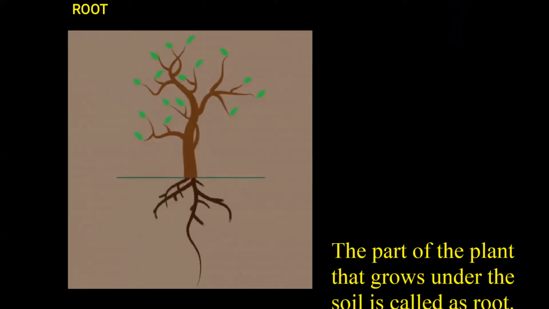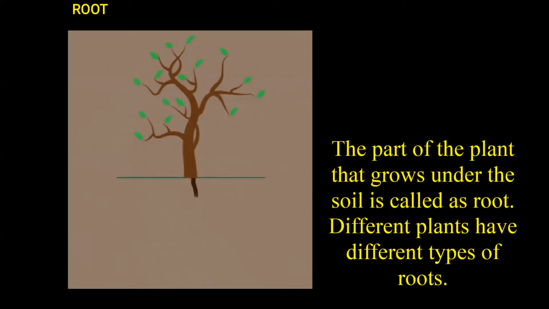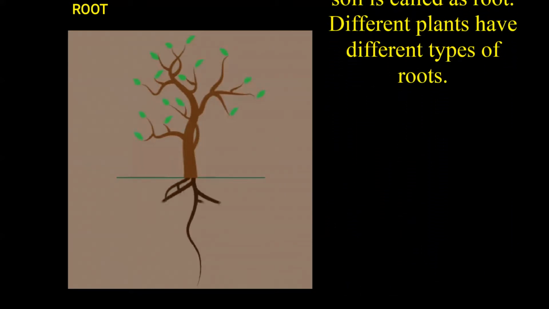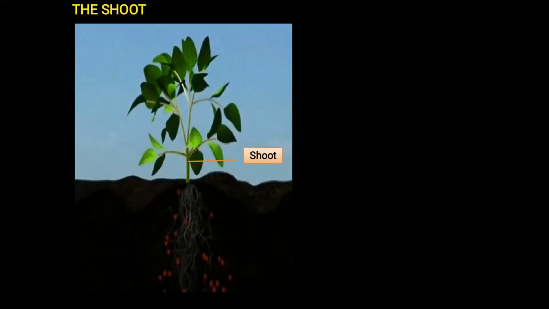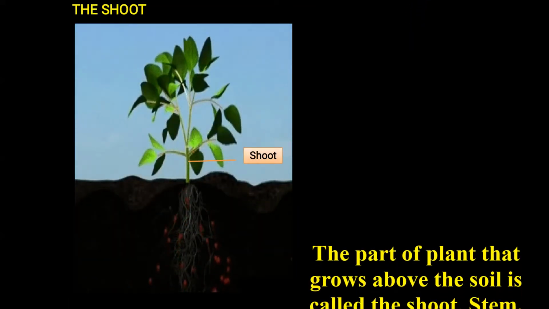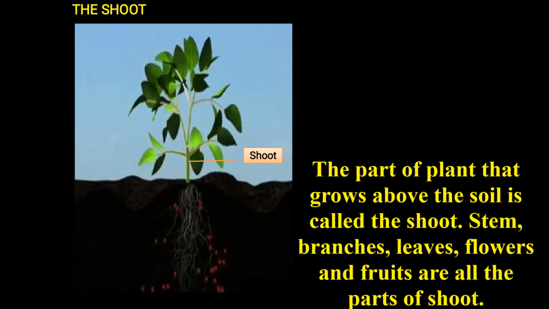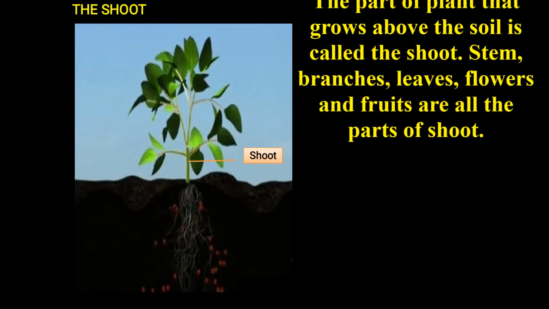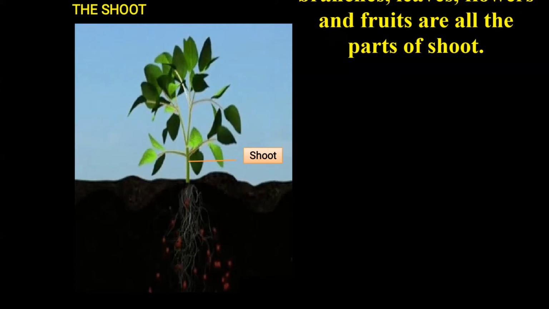Root. The part of the plant that grows under the soil is called as root. Different plants have different types of root. Shoot. The part of the plant that grows above the soil is called as shoot. Stem, branches, leaves, flowers and fruits are all the parts of the shoot.